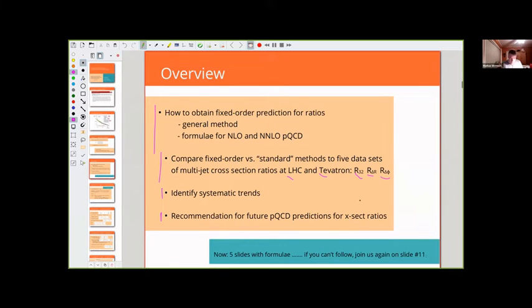So in the following, you will find 5 slides with lots of formulas where I want to explain the method. It should not be too hard if you're here at this workshop. However, if you get lost at some point, you can join the discussion again at slide 11. So you will not miss anything substantial from this discussion.